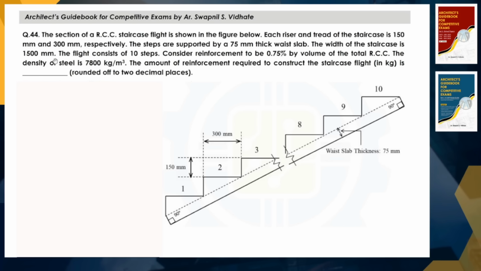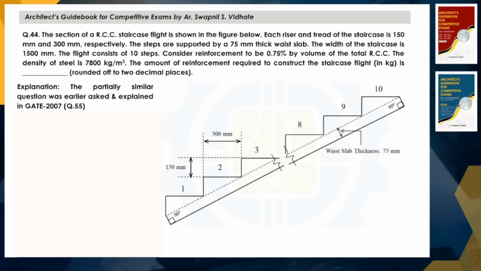The width of staircase is 1500 mm. The flight consists of 10 steps. Consider reinforcement to be 0.75% by volume of total RCC. The density of steel is 7,800 kilogram per meter cube. The amount of reinforcement required to construct the staircase flight in kg is how much? Though the question is lengthy, it is very easy to solve. A similar question was there in GATE 2007 at question 55. You can pause the video, check that particular question in set 1 of Architect's Guidebook.